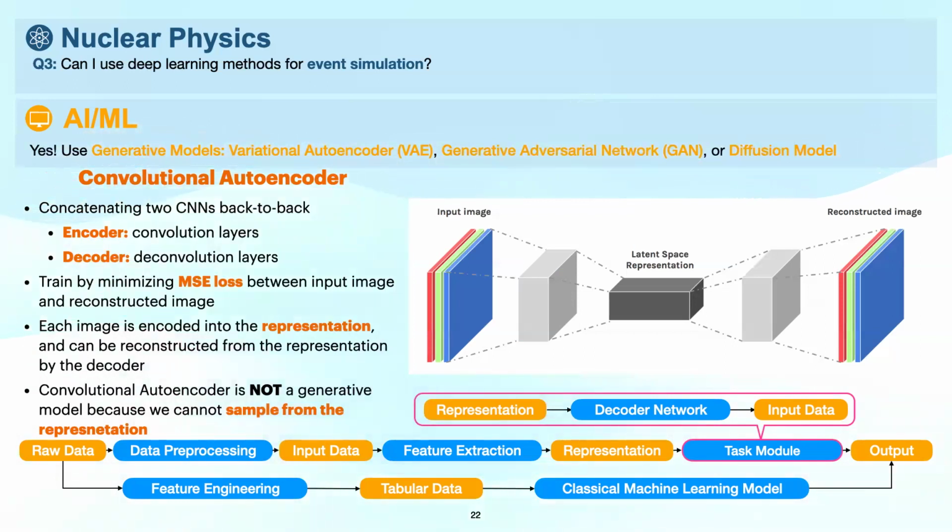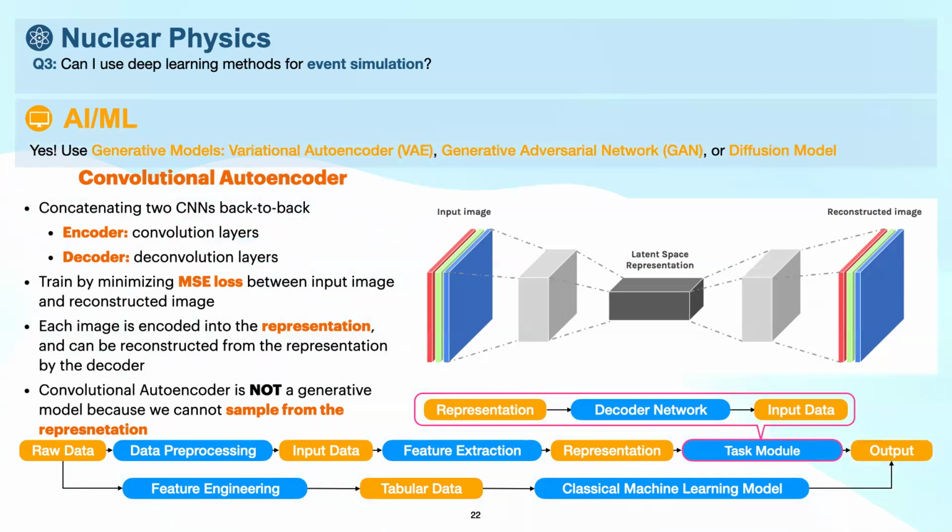For example, if your input image is 1000 times 1000 and you encode it into a 32-dimensional vector, then through a series of deconvolutions, you can reproduce an image of size 1000 times 1000. This is what we call the reconstructed image. And what you do in a convolutional autoencoder is minimize the MSE loss. You are minimizing the difference between your reconstructed image and your input image. So basically the idea is that each image is encoded into a low dimensional representation, and then it can be reconstructed from the representation by this decoder network, which contains a series of deconvolution layers.